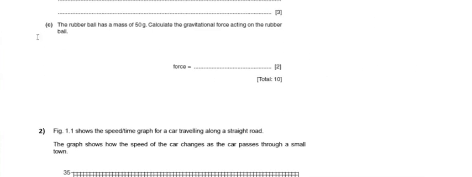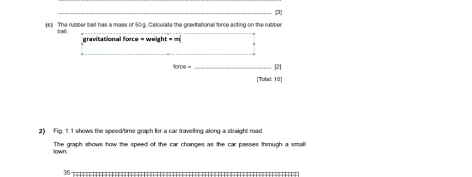Then the C part of the question: the rubber ball has a mass of 50 gram. Calculate the gravitational force acting on the rubber ball. So the gravitational force is what? It is nothing but the mass into the acceleration. So you can write down here the weight or gravitational force, that is nothing but the weight. You can write down either. Writing down both is not necessary.